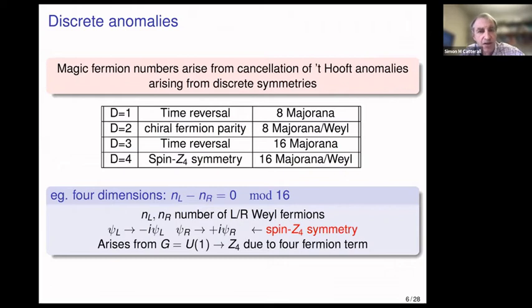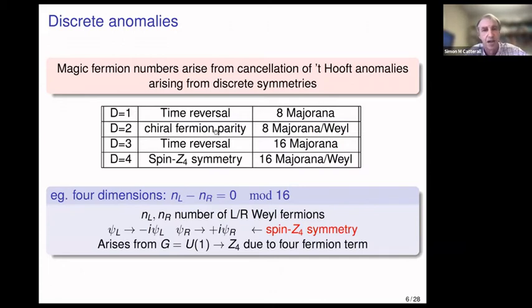In fact, people have spent some time over the last few years classifying a certain set of new discrete anomalies, which, when you try to gauge them in the way I did for the U(1) symmetry, actually give you constraints on the particle content, on the number of fermions you have. So for example, in 1 dimension, if you have a discrete symmetry, the usual thing, time reversal, you need 8 Majorana fermions in order to cancel all the 't Hooft anomalies coming from the discrete time reversal symmetry.